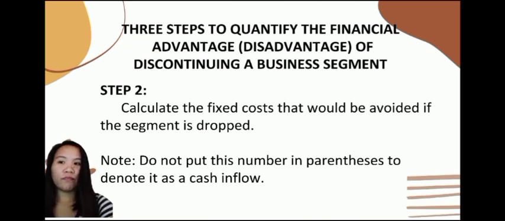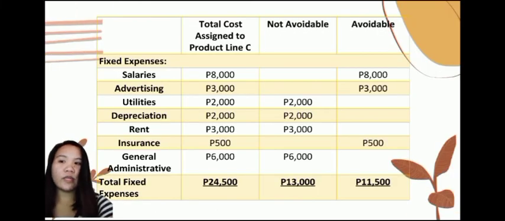Step 2. Calculate the fixed cost that would be avoided if the segment is dropped. Compared to this first step, do not put this number in parentheses to denote it as a cash inflow. As we can see, all the fixed costs are determined whether it is avoidable or not. We only need to determine how much would be avoided if the segment is dropped.